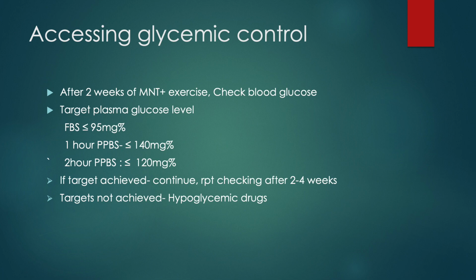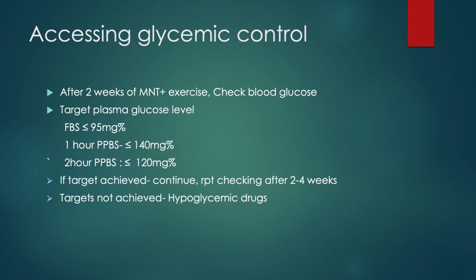After 2 weeks of medical nutrition therapy and exercise, check the blood glucose level. The target blood glucose levels aimed at are: fasting blood sugar less than or equal to 95 milligram percentage; if you are taking a 1 hour postprandial value, it should be less than or equal to 140 milligram percentage; or a 2 hour postprandial blood sugar should be less than or equal to 120 milligram percentage.